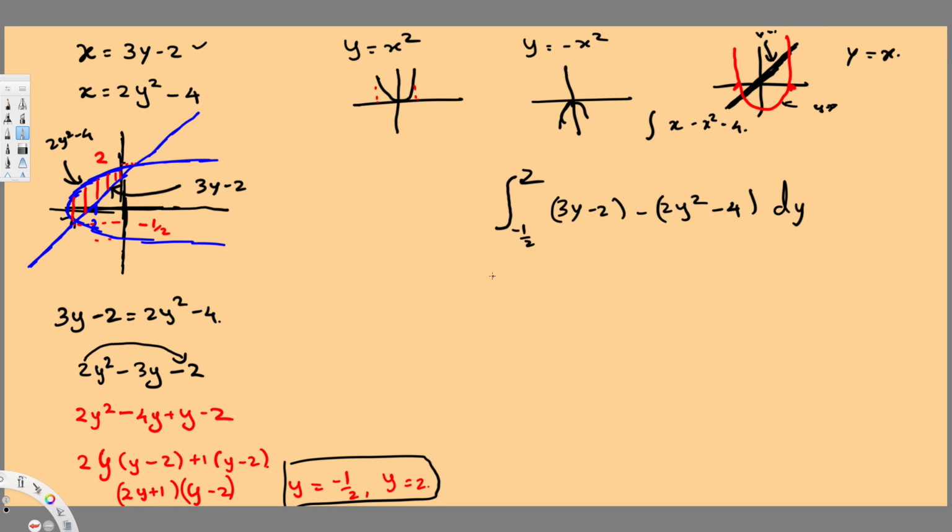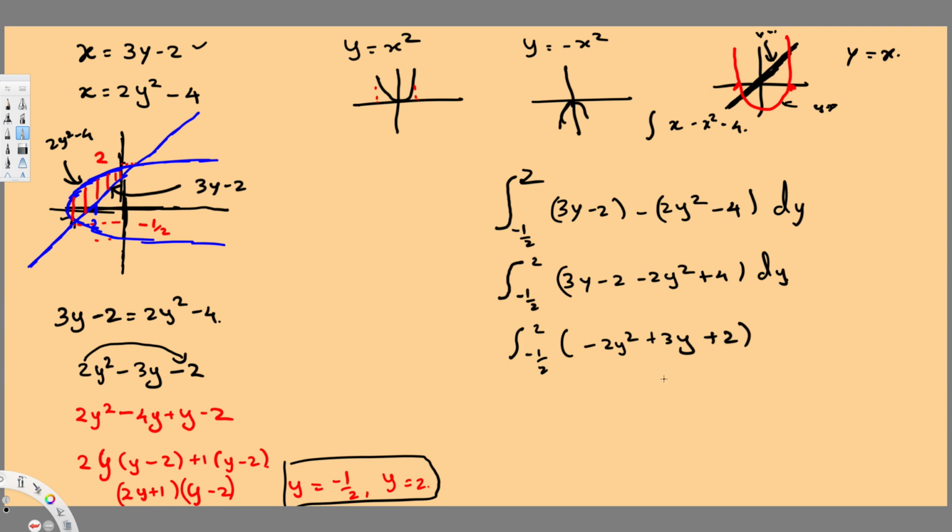Let's go ahead and do the integration, right? So let's do the simplification first. So this is going from minus half to 2, and if I take the bracket out, this is going to be 3y minus 2 minus 2y square plus 4 dy. Let's arrange this one from higher power to lower power. So this is going to be minus half to 2. The highest power is minus 2y square in the front, plus 3y, and we can add these numbers together. This is going to be 4 minus 2, that's going to be plus 2, right? So this is the equation we get, and we can now do the integration.